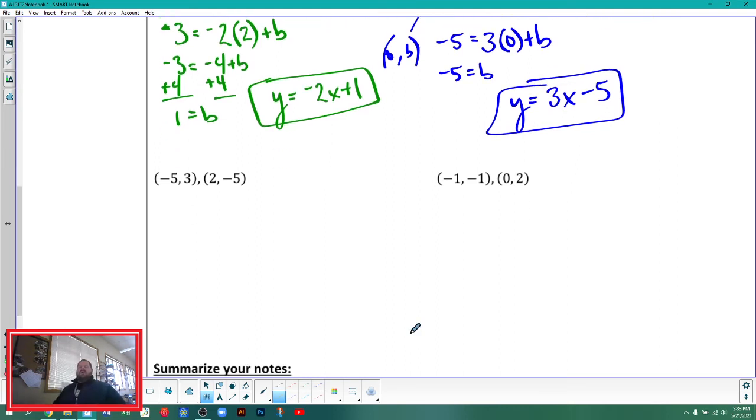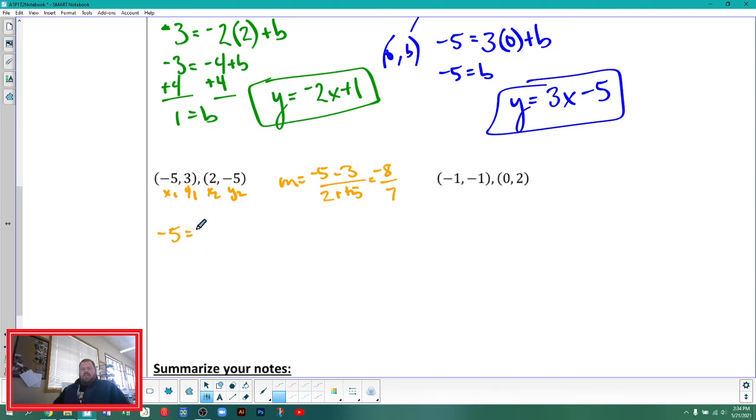I feel like one of these is going to be mean and one of these is going to be nice, but we'll find out together. x2, y2. The slope is negative 5 minus 3 over 2 minus negative 5. Negative 5 minus 3 is negative 8. 2 plus 5 is 7. So we have negative 8 over 7 as a slope. It's not looking too good so far. Totally is up to you on which point you want to use. I'm going to pick the second one.